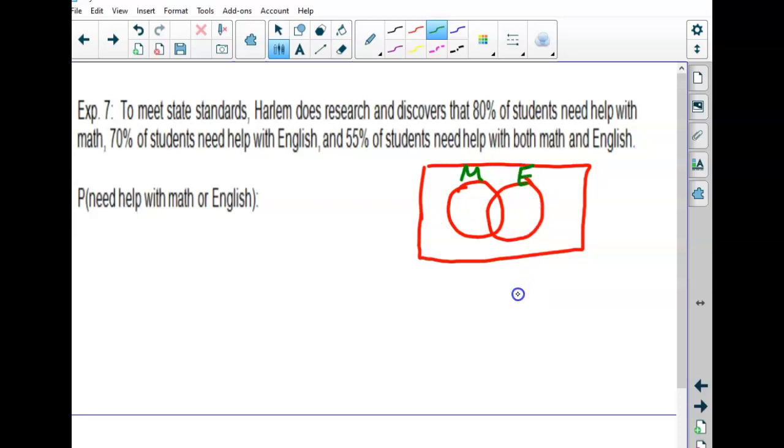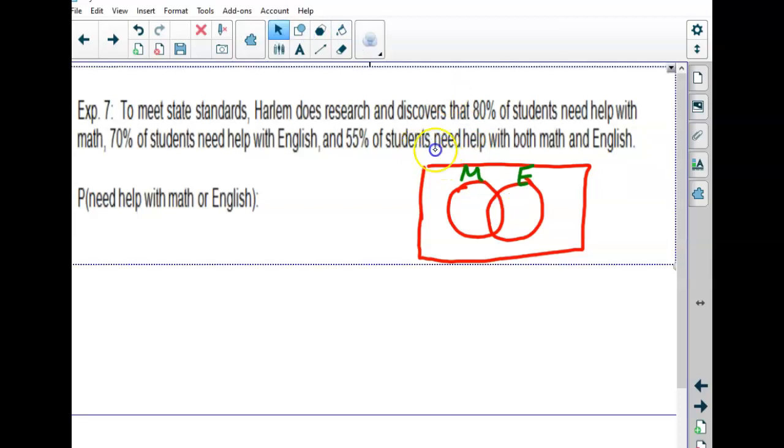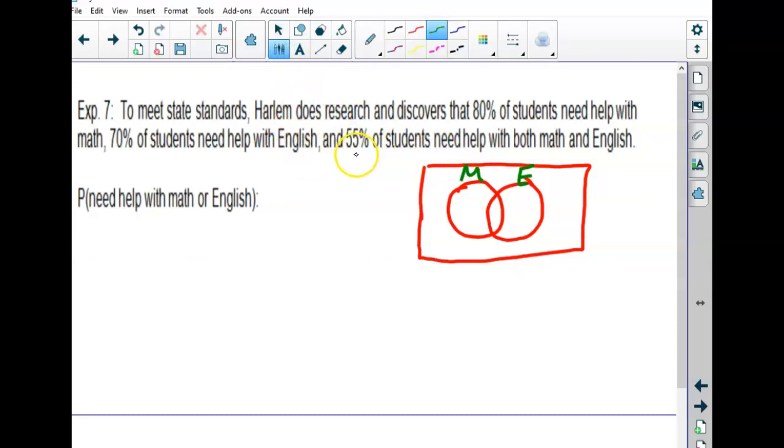But you want to start in the middle if you can. Do we know where the overlap is? My diagram is really too small here. I don't know if I can make this bigger, but what's the overlap in the middle? Who needs help with both? Yeah, so in this little middle right here is 55%. Now, 70% need help with English, but that 70% includes the 55%. Does that make sense?